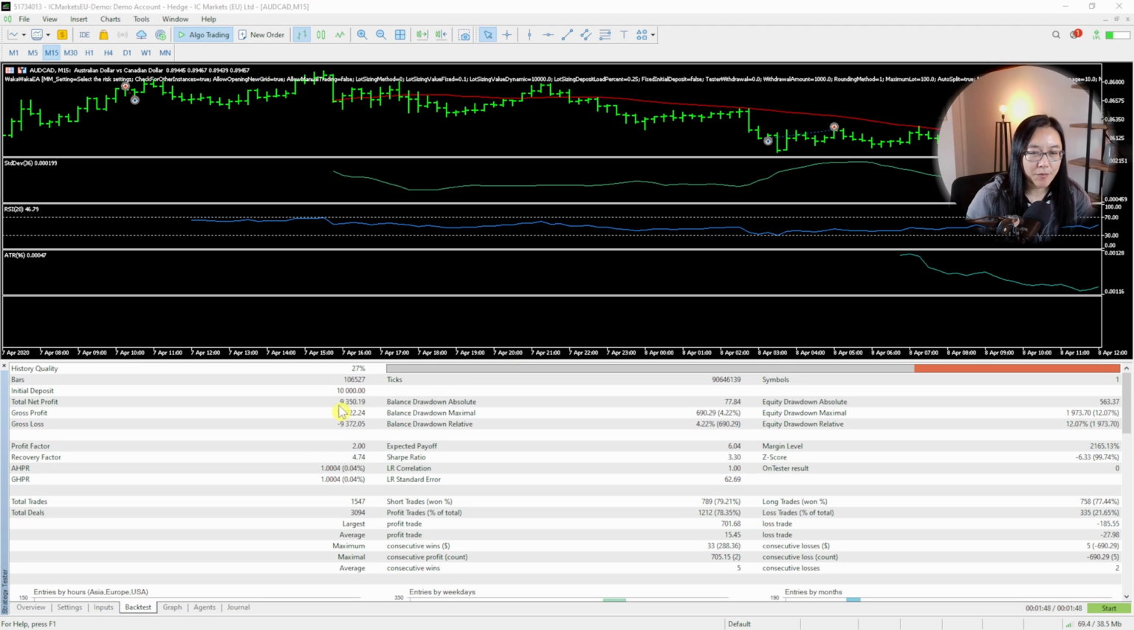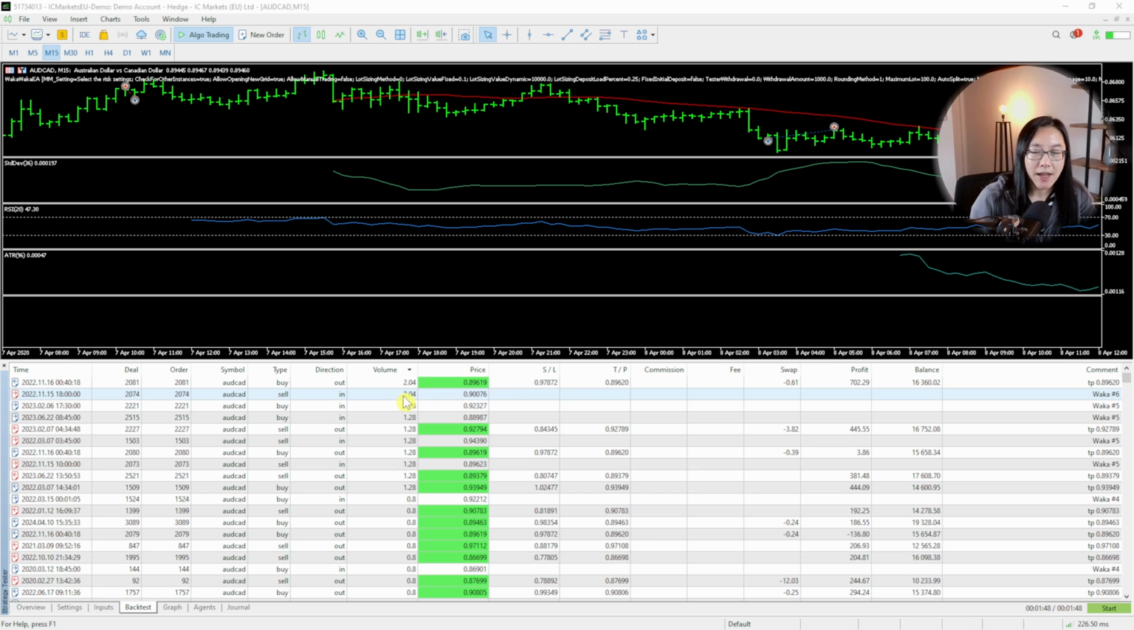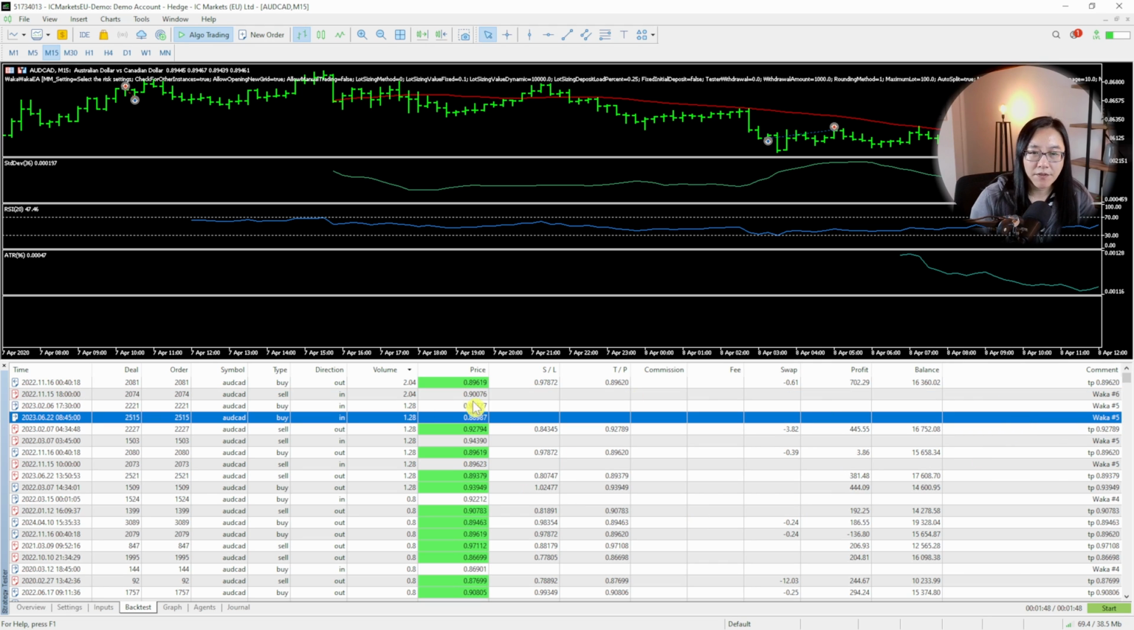Backtesting is done, and we've made a profit of about $9,000 with a maximum drawdown of 1,900. If we look at the graph, it's reasonably smooth with very minor bits of drawdown. From a lot sizing perspective, I can see 1 trade with 2.04 lots, which is Waka number 6, and 4 trades labeled as Waka number 5 with lot size 1.28.